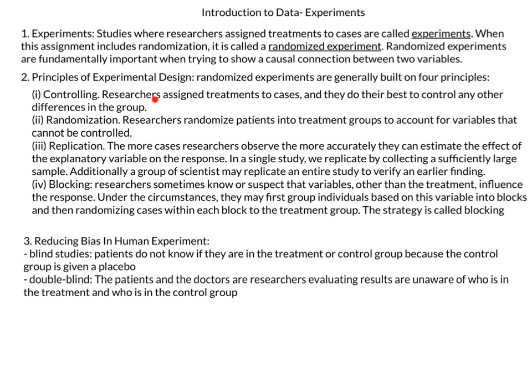1, controlling. Researchers assign treatments to cases, and they do their best to control any other differences in the group. 2, randomization. Researchers randomize patients into treatment groups and control groups to account for variables that cannot be controlled. 3, replication. The more cases researchers observe, the more accurately they can estimate the effect of the explanatory variable on the response. So in a single study, we replicate by collecting a sufficiently large sample. Additionally, a group of scientists may replicate an entire study to verify an earlier finding.